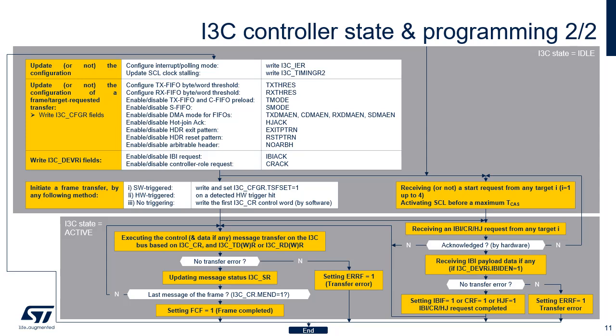In the first case, the I3C peripheral switches to the active state and executes the frame transfer on the I3C bus until the completion of the last messages, unless a transfer error is signaled. See the left part of the active state box in the figure. The software is notified by the corresponding event and/or interrupt, and the I3C switches back to idle state, where it may be reconfigured for a next frame transfer.